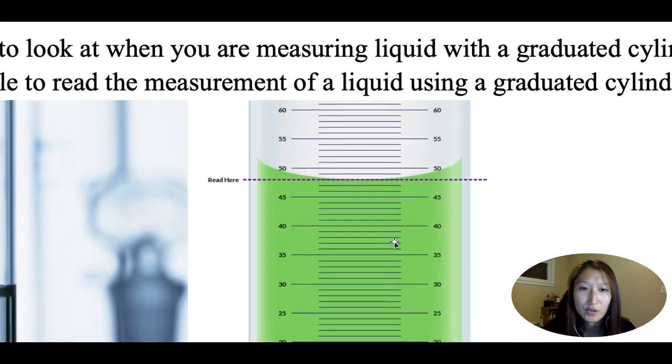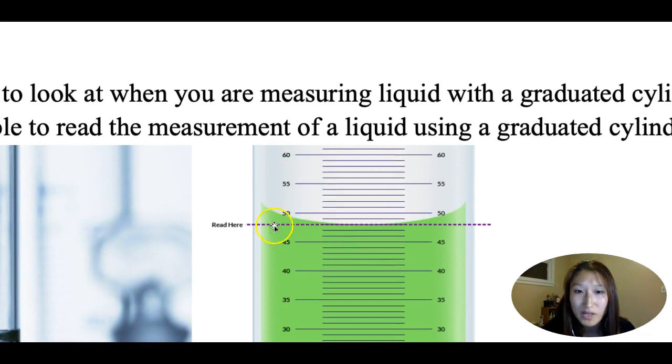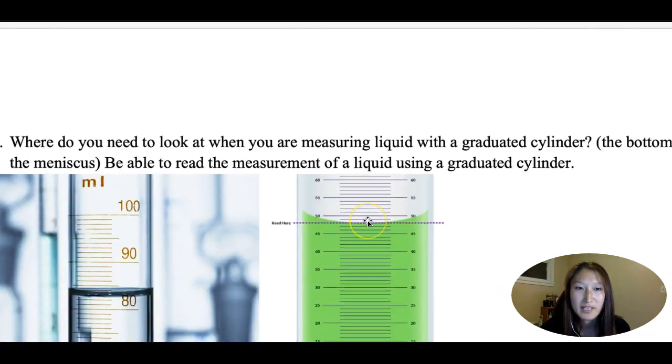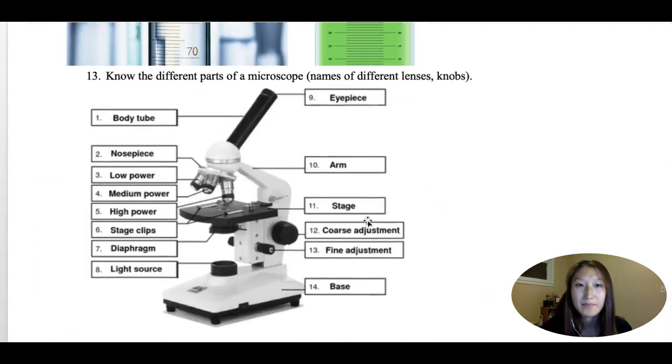When you get the midterm exam, it'll be a lot more clear. For example, in this one, it's clearly 45, 46, 47, 48. That's the bottom of the meniscus. That's the reading that you should be getting.